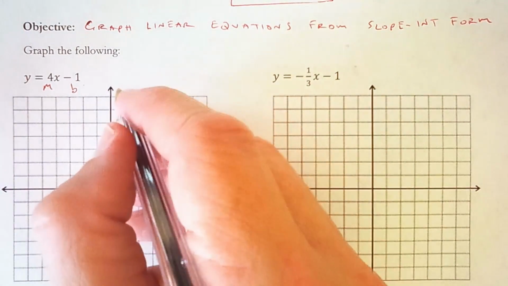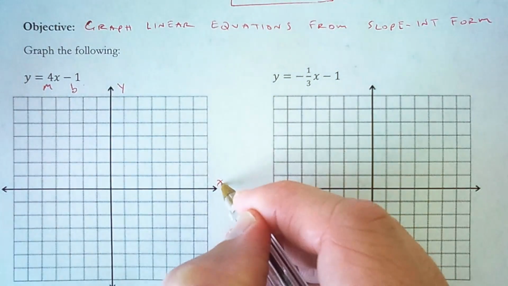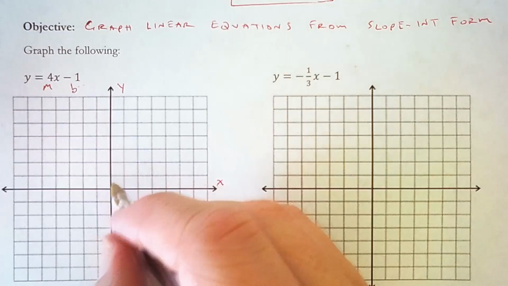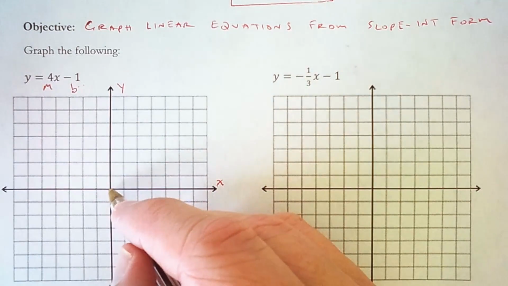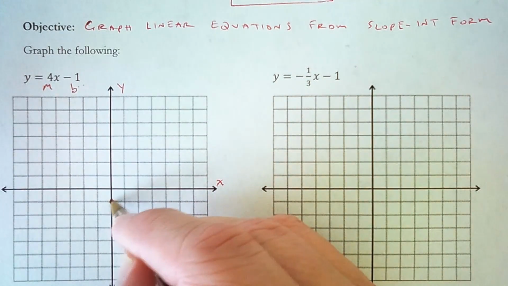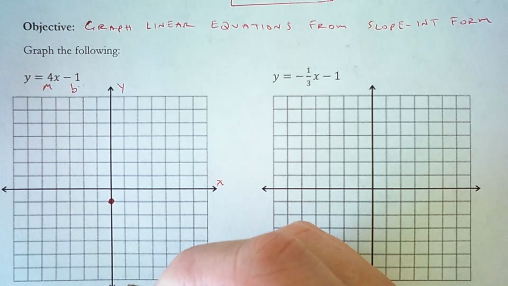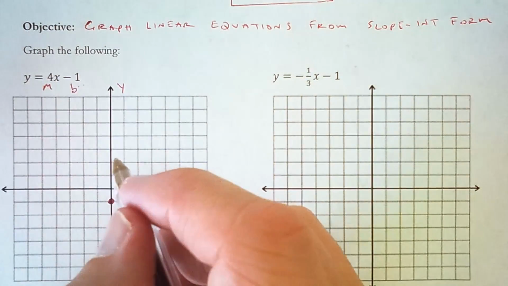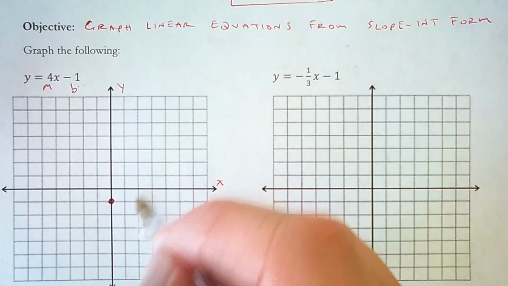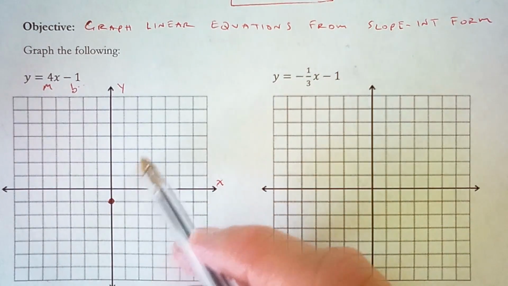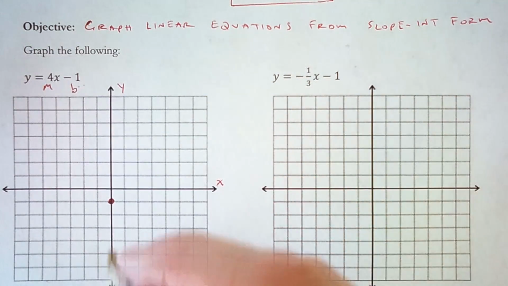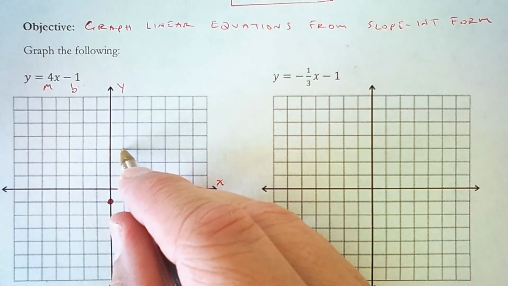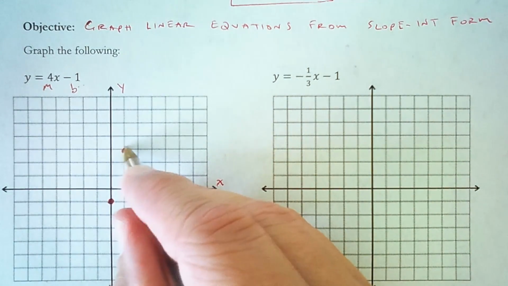So I've got a y-axis here and an x-axis here, and I have a y-intercept at negative 1. So that means I cross this y-axis one unit down from the origin. Now I have a slope of 4, which is really 4 over 1. And it's positive, so that means it's going to be rising from left to right. So 4 over 1 means up 4, because it's rise over run. The rise is 4 and the run is 1.